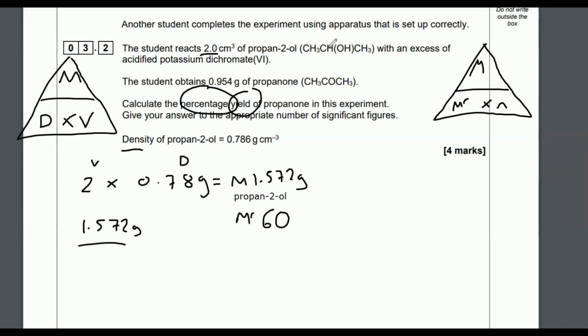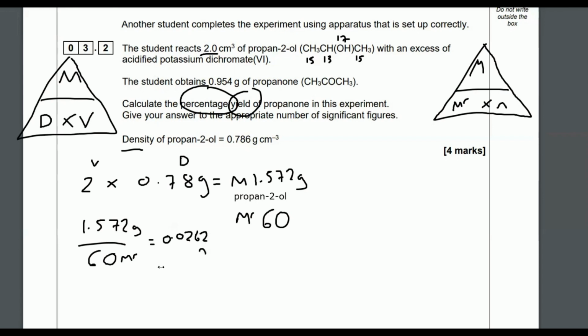Okay, so the MR is 60 because CH3 is 15, CH is 13, CH3 is 15, so that's 30 plus 13 is 43. An H and an O, 16 is O, H is 1, that's 17. Add that together, totals up to be 60. So the MR of propan-2-ol was 60, so I want to do 1.572 divided by 60, and that is going to give me 0.0262 moles.